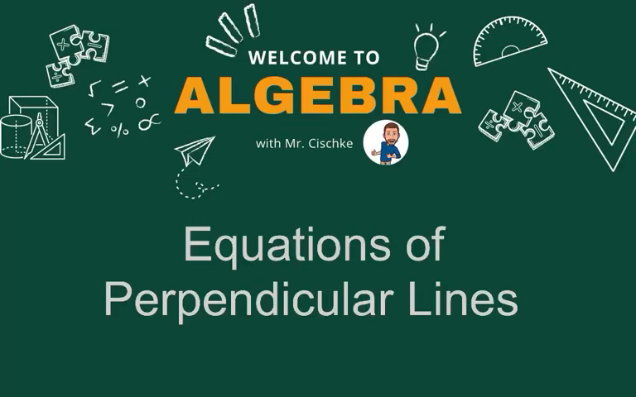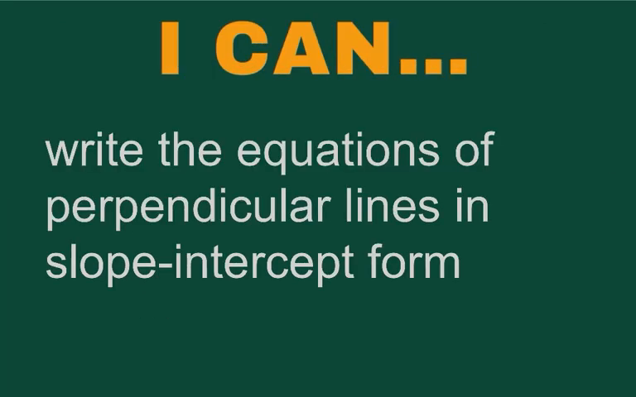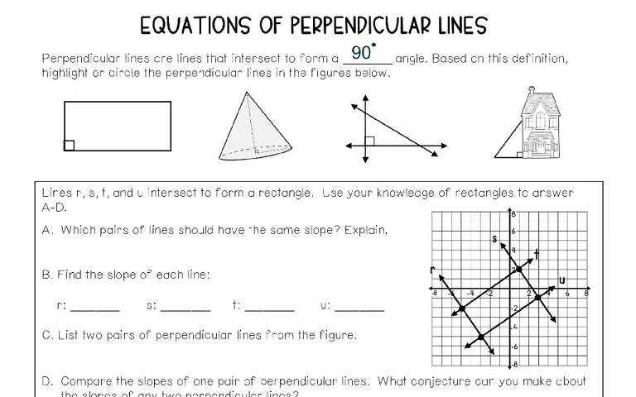Guys, I'm going to teach you all about the equations of perpendicular lines. By the end of this lesson, you'll be able to write the equations of perpendicular lines in slope-intercept form. The first thing you need to know is the definition of perpendicular. Perpendicular lines are lines that intersect to form a 90-degree angle.